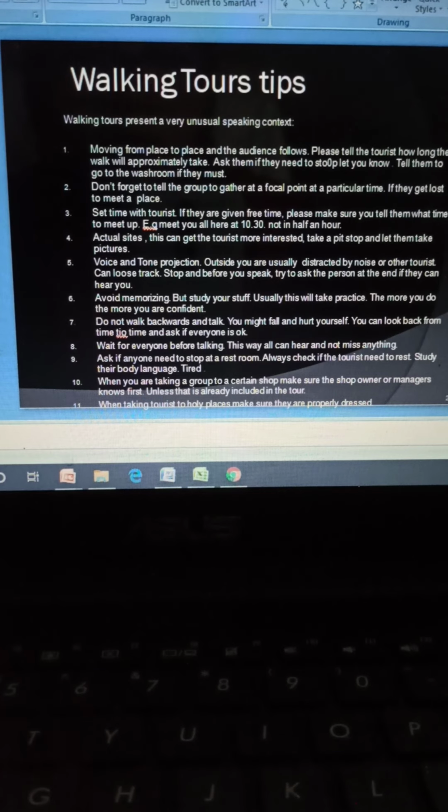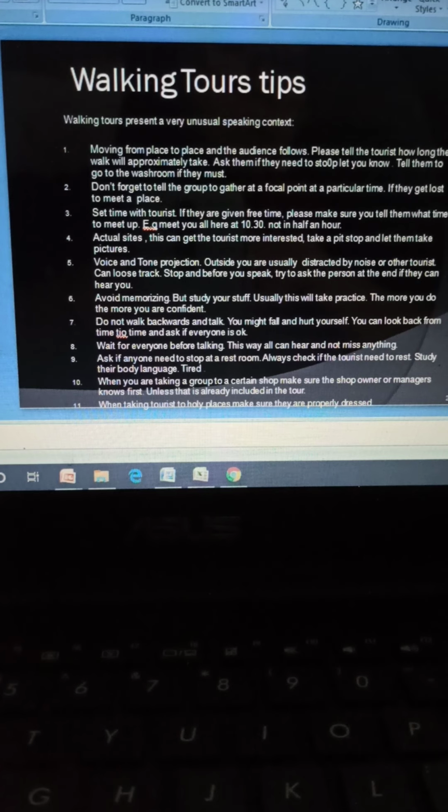Now these are walking tour tips. If you are bringing the tourists on a walking tour, first and foremost, introduce where we're going. Tell them how long it's going to take.